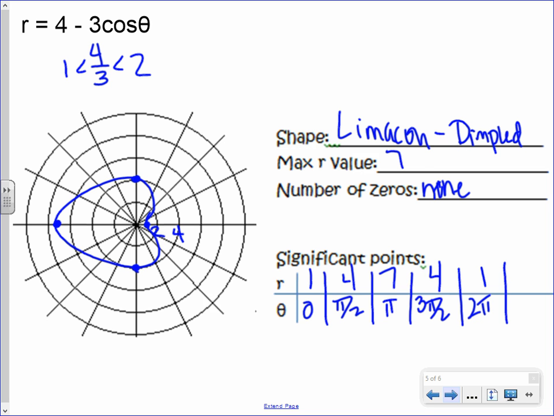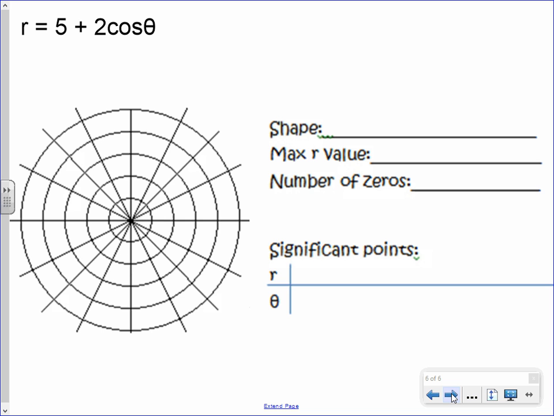Aren't these nice to graph? Like, we have nice points to plug in. We don't have to think too hard about where to begin, where to put a petal, anything like that. Here's our last one. I just want to make sure we get the shape correct. Okay. Our last one, r equals 5 plus 2 cosine theta.